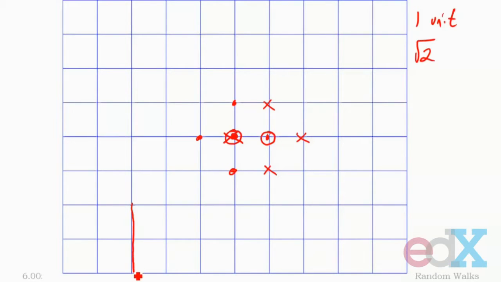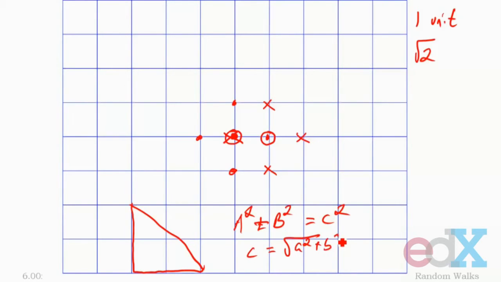Well, let's look at our old friend, the Pythagorean theorem. We can look at it here, and we know that a squared plus b squared is equal to c squared. Therefore, c is equal to the square root of a squared plus b squared. And if we go back here, we look at, say, that x, we see that a is 1 and b is 1, and therefore this distance here is going to be the square root of 2.